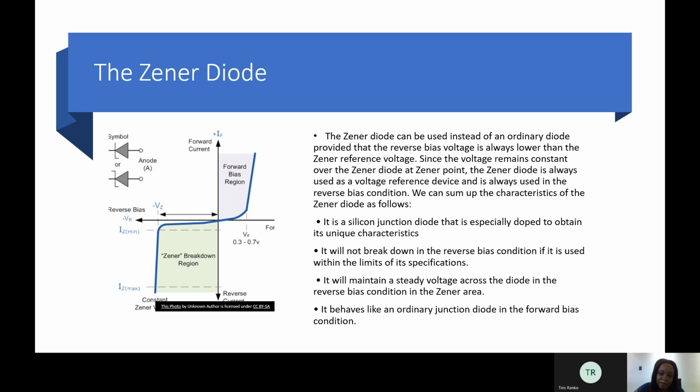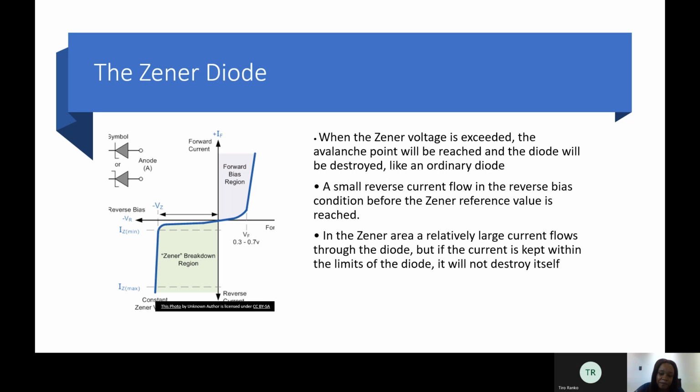The next one is still about the Zener diode, because there's a lot to know about it. As you can see, when the Zener diode voltage is exceeded, we reach the avalanche point, the spot where it starts to knee over. We're looking at the reverse bias part. You see it going straight, then it gets to negative VZ and starts to knee. That's the avalanche point.